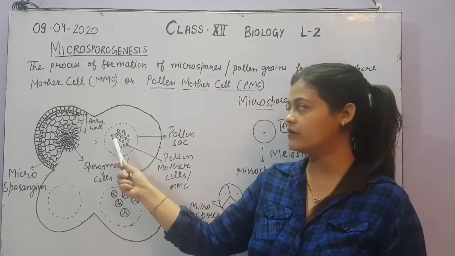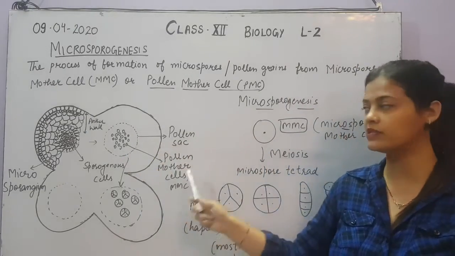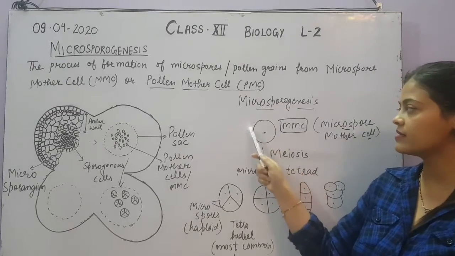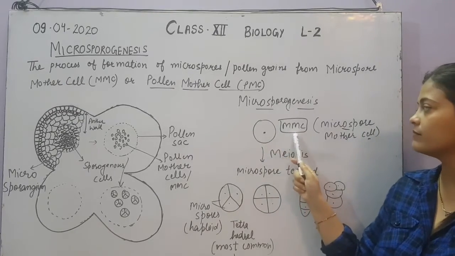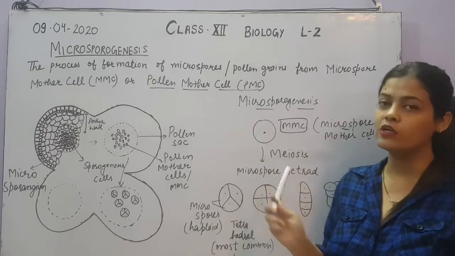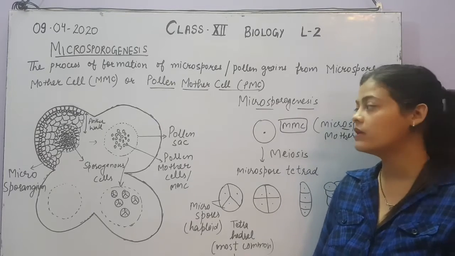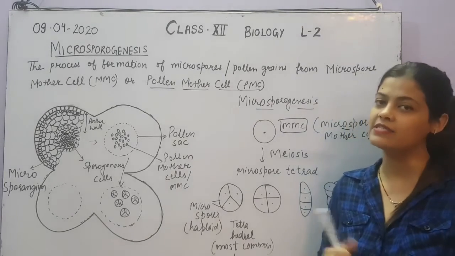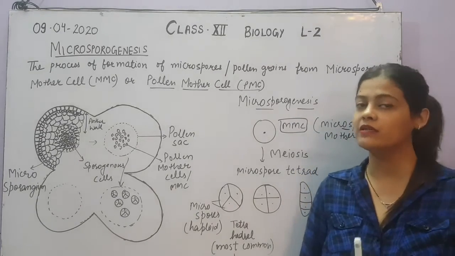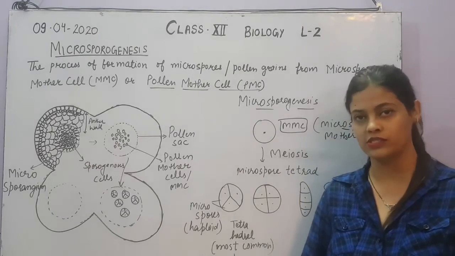Now how will these microspore mother cells form microspores? Let's see. Out of these sporogenous cells or microspore mother cells, I am showing you one cell here. So you can see this is a microspore mother cell, MMC. Now it will undergo meiosis because it has to form microspores which will form pollen grain, and inside the pollen grain male gametes will be formed. During gamete formation, gametes are always haploid in nature, that's why it will undergo meiosis.